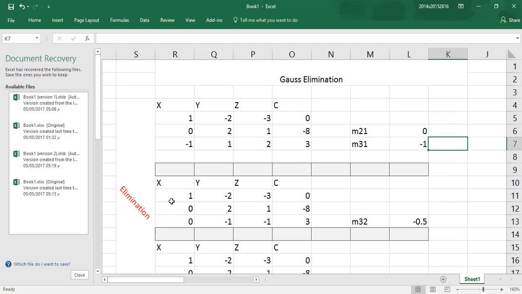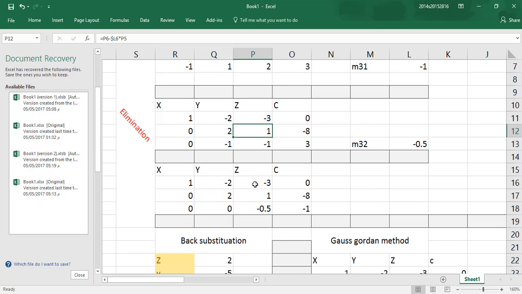We will get a new matrix by copying the first row and modifying the second row. The second row will equal the same row minus this factor multiplied by the first row, and we will do the same in the next row. This next row will equal the third row minus the parameter multiplied by the first row.